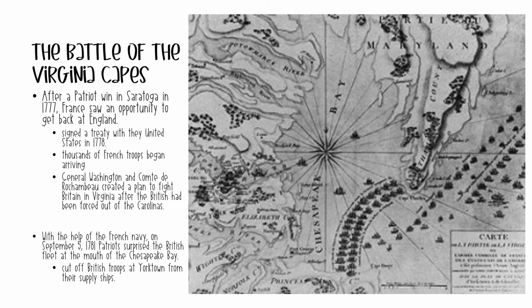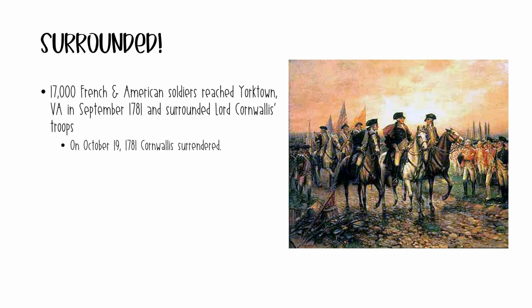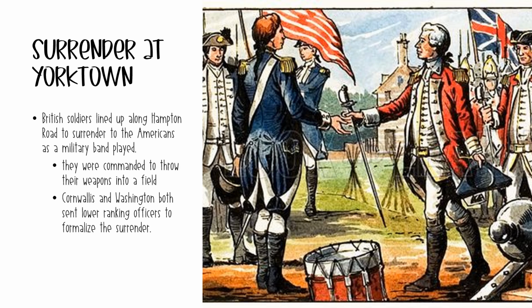1781. As you can see in this map, the French cut off British troops and supply ships from reaching Yorktown. With supplies cut off and reinforcements no longer coming, 17,000 French and American soldiers surrounded General Cornwallis's troops. On October 19, 1781, Cornwallis had no choice but to surrender this battle. This was not the end of the war, but it was the last major battle and was ultimately the determining factor in the outcome.